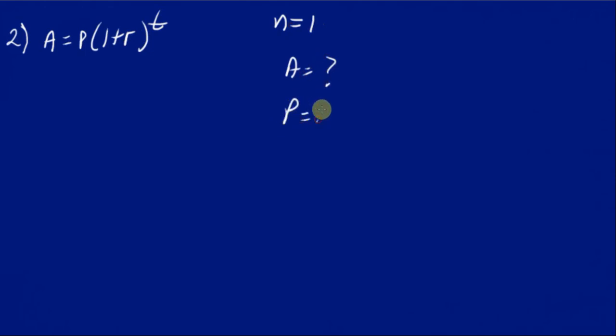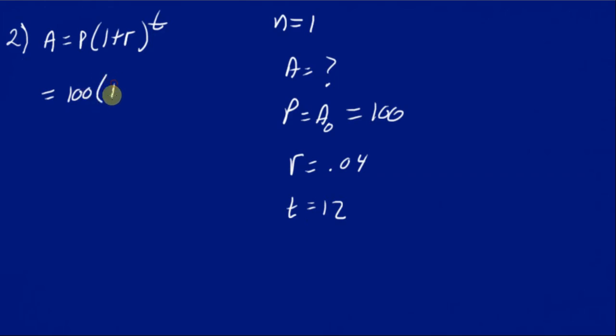P or A sub 0, doesn't matter which one you use, is equal to your beginning amount, that's $100. And the rate was given as 4%, 0.04. And I believe they asked us to do this for 12 years. So I'm just going to substitute in 100, 1 plus 0.04, and that's raised to the 12. I'm just going to go ahead and give you the final answer, because I think at this point, if you're messing anything up or having trouble, it's getting this written down correctly.